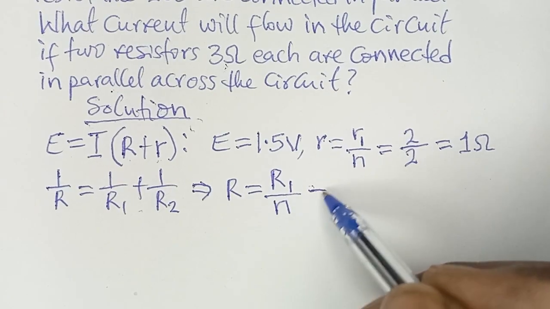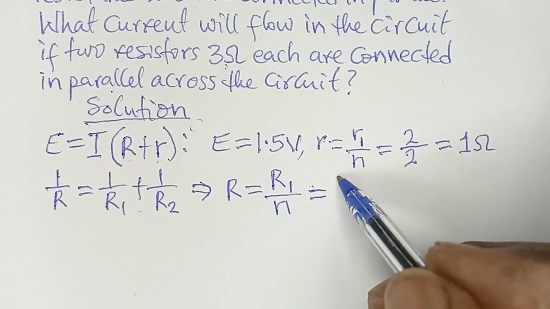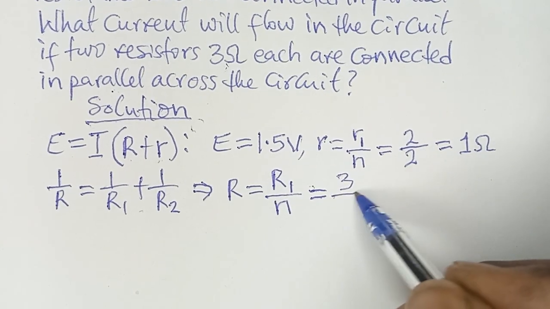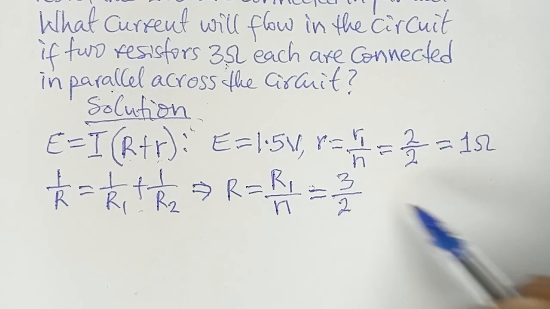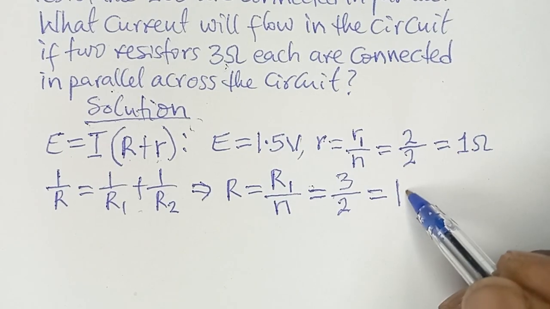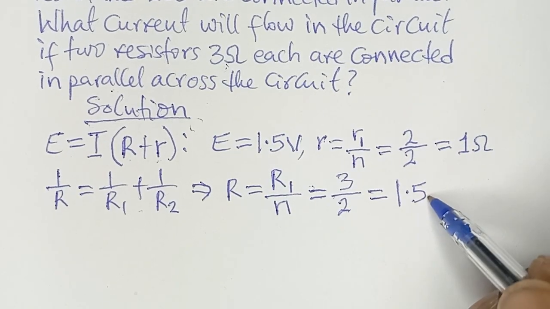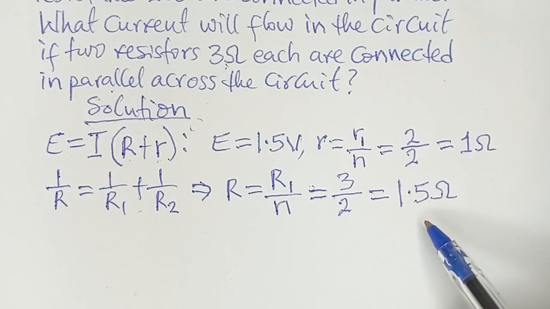So one of the external resistors is 3 ohm, and both of them are 3 ohm. So you just pick one of them, which is 3, and then divide by the number of resistors. There are two external resistors, so we divide by 2. So 3 divided by 2 will give us 1.5 ohm. So that is the effective external resistance of the circuit.